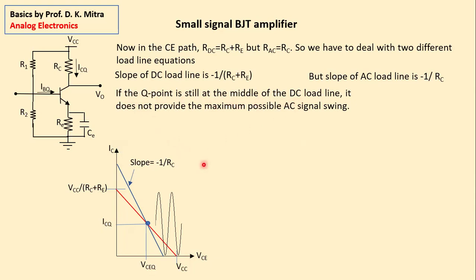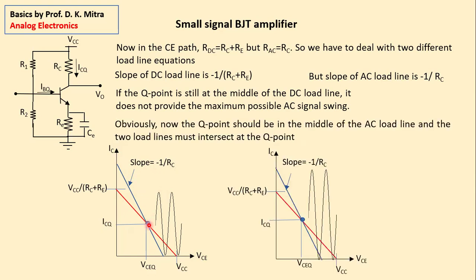Now, if the Q point is still in the middle of this DC load line, the red load line, it is longer above the Q point and shorter below the Q point. So, if my Q point is still here, then I can have only this much of a signal swing at the output. The upper part is unused. So I cannot have maximum AC swing at the output if the Q point is still in the middle of the DC load line.